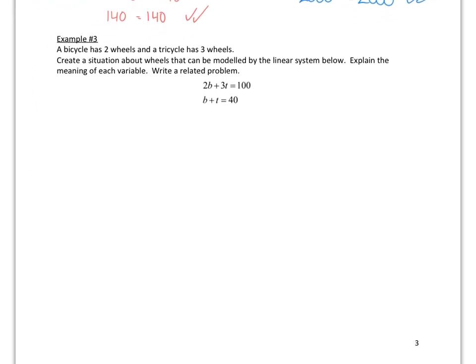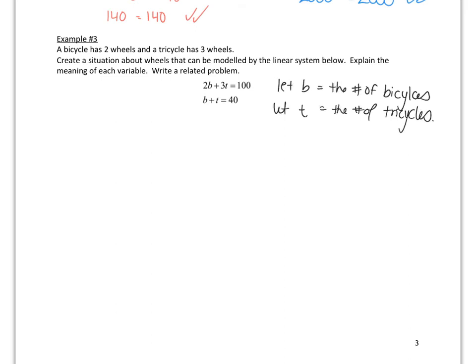A bicycle has 2 wheels and a tricycle has 3 wheels. Create a situation about wheels that can be modeled by the linear system below. Explain the meaning of each variable and write a related problem. Well, we have 2 variables here, B and T. So I'm assuming that one is about bicycles and one is about tricycles. So let's say that let B represent the number of bicycles, and let T represent the number of tricycles.